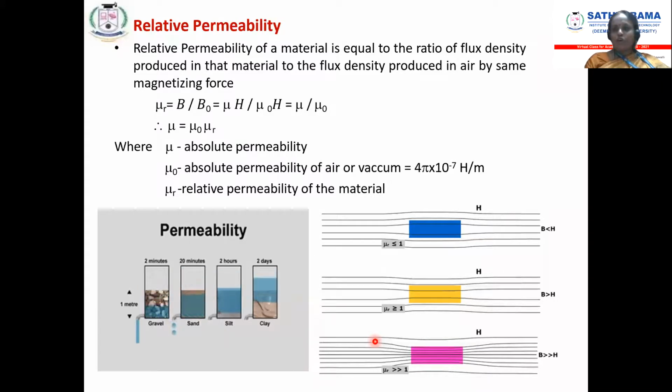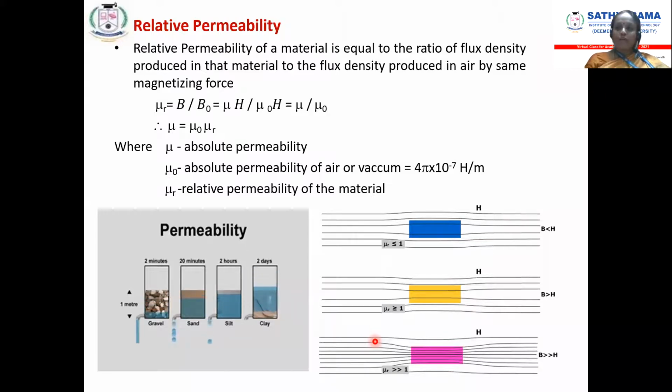I told you about some electromagnets earlier. They have a nu r value of around 1000, 1500, 900 and so on. So you have to understand the relative permeability, the nu r value, will be 1 in air or vacuum. In air or vacuum, the nu r value is 1. But when you take any magnetic material, my nu r value depends on the material.